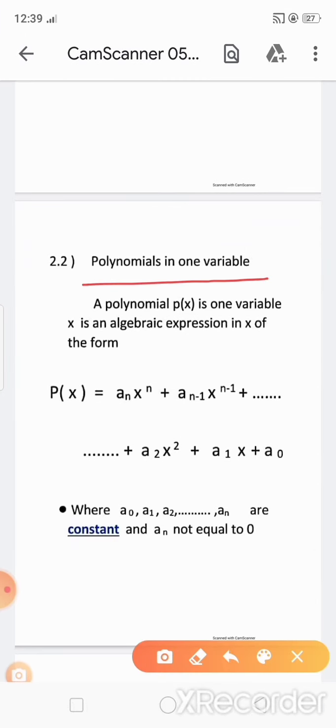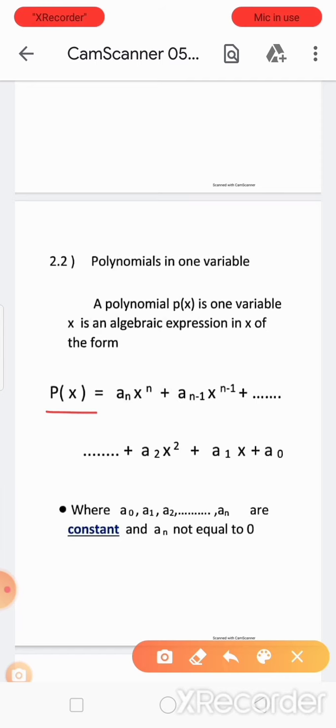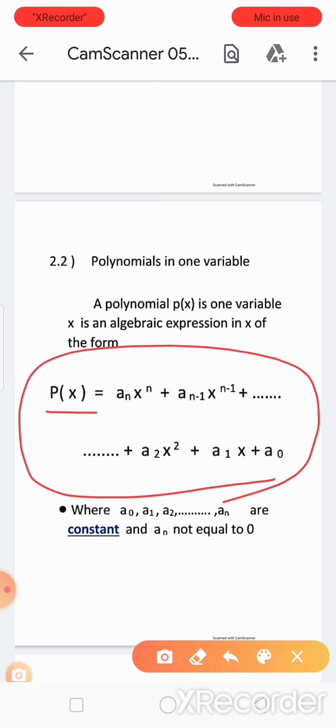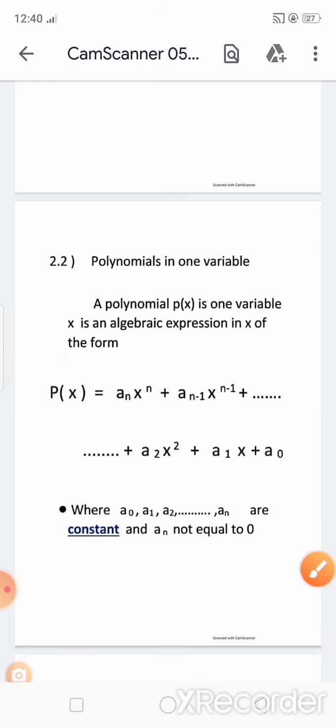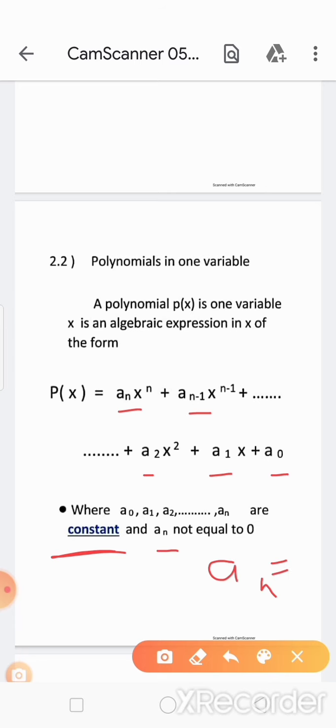Polynomial in one variable means a polynomial denoted by p of x. So a polynomial p(x) in one variable x is an algebraic expression in x of the form p of x is equal to an x raised to n plus an minus 1 x raised to n minus 1 plus so on, plus a2 x raised to 2 plus a1 x plus a0. This expression is known as the polynomial. In this expression a0, a1, a2 up to an are constants and an is not equal to 0.